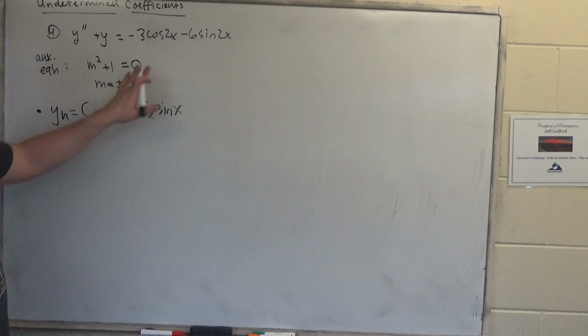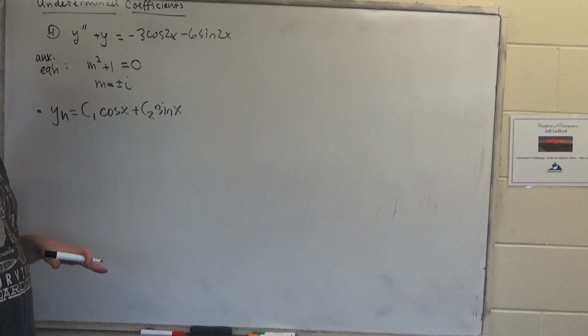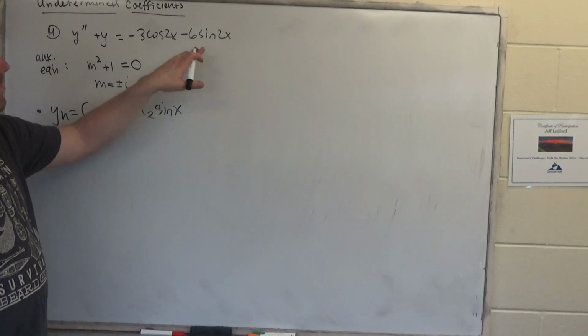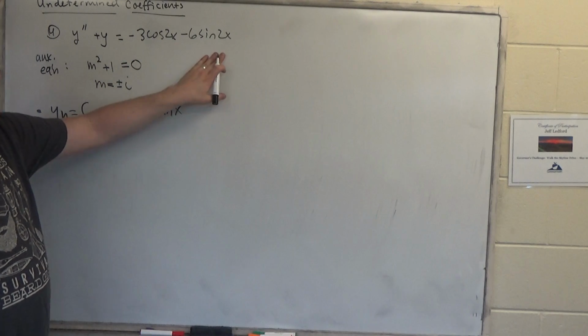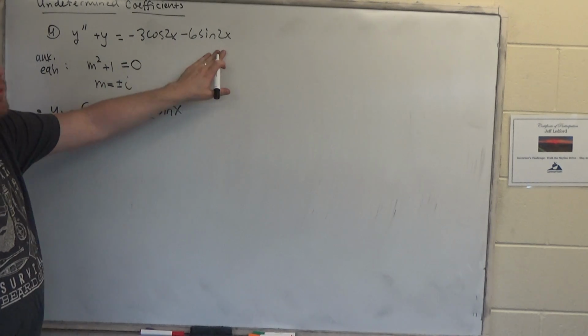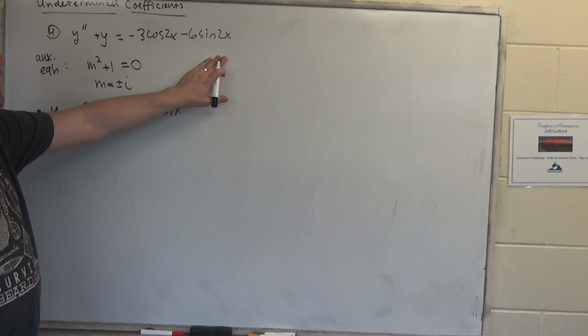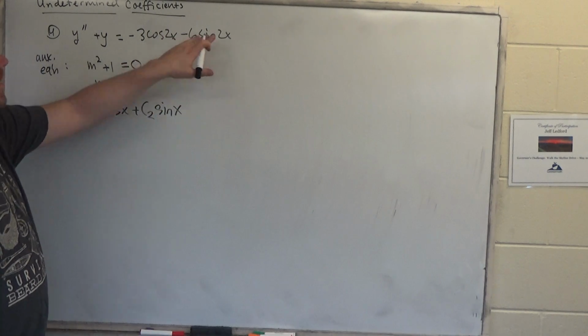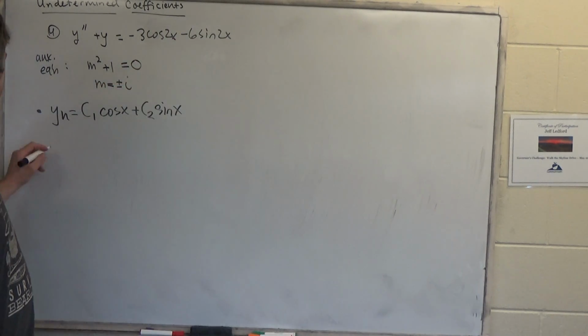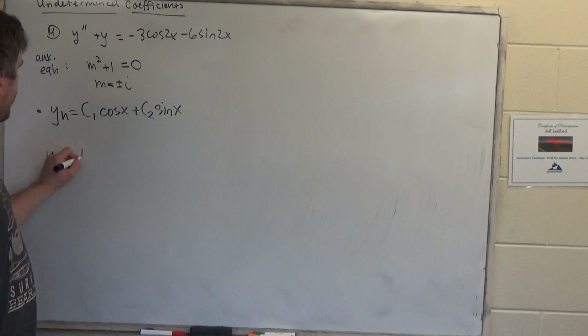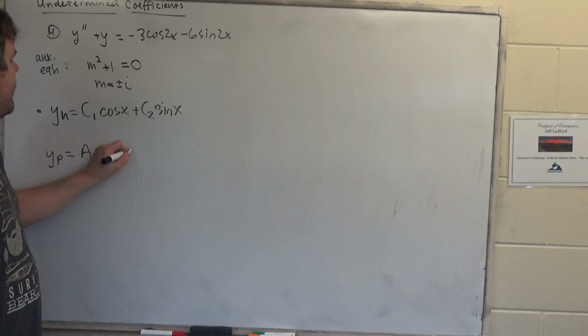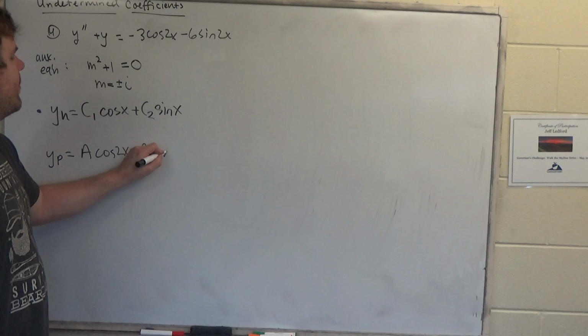I'm going to guess something which looks an awful lot like g. Anytime I have either sine or cosine, I guess them both. If I have them both there, I won't get 4 terms. I'll just get a cosine 2x plus b sine 2x. So we're going to guess a cosine 2x plus b sine 2x.